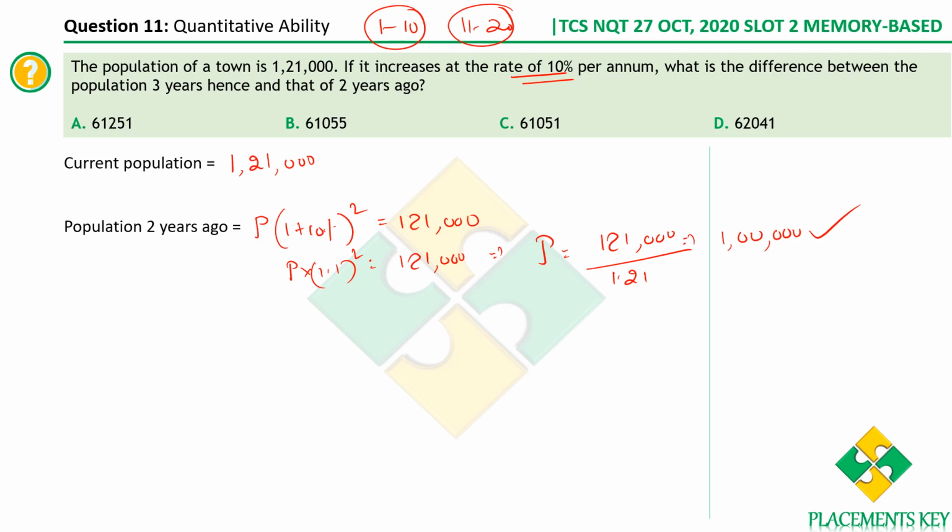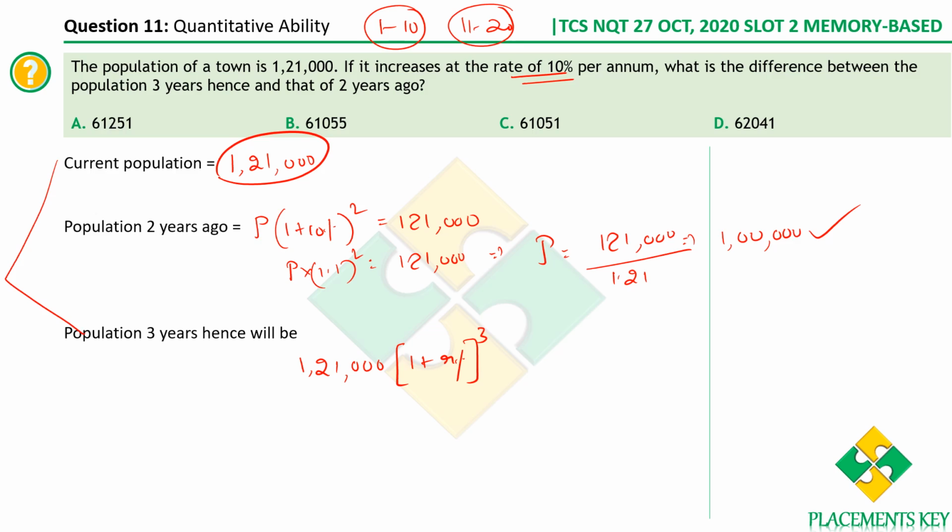Now what are we supposed to find? We are supposed to find the population 3 years hence. We know the current population, and there is a rate of increase of 10% every year. So this value will be 1,21,000, the current population, into (1 plus r%) whole power 3, because it's 3 years from the current population. So we get 1,21,000 into 1.1 whole cube, because r is 10%. This is the value we are supposed to compute.